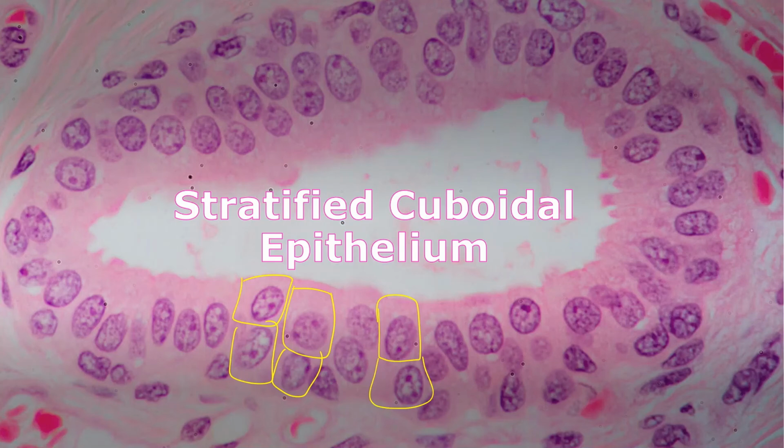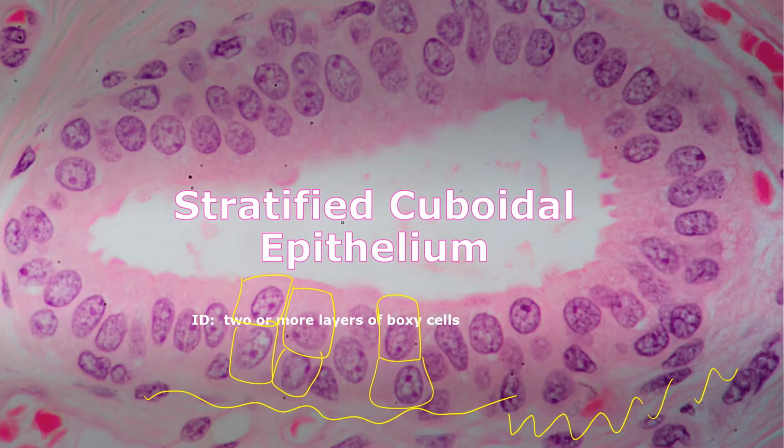There's our double layer of cuboid cells. We do have a lumen in the center. We do have a basement here and connective tissue further below it. So we still have our ABC of epithelium, but now we have multiple layers of cuboid cells that do not become flat as they reach the apical surface. 2 or more layers of boxy cells.